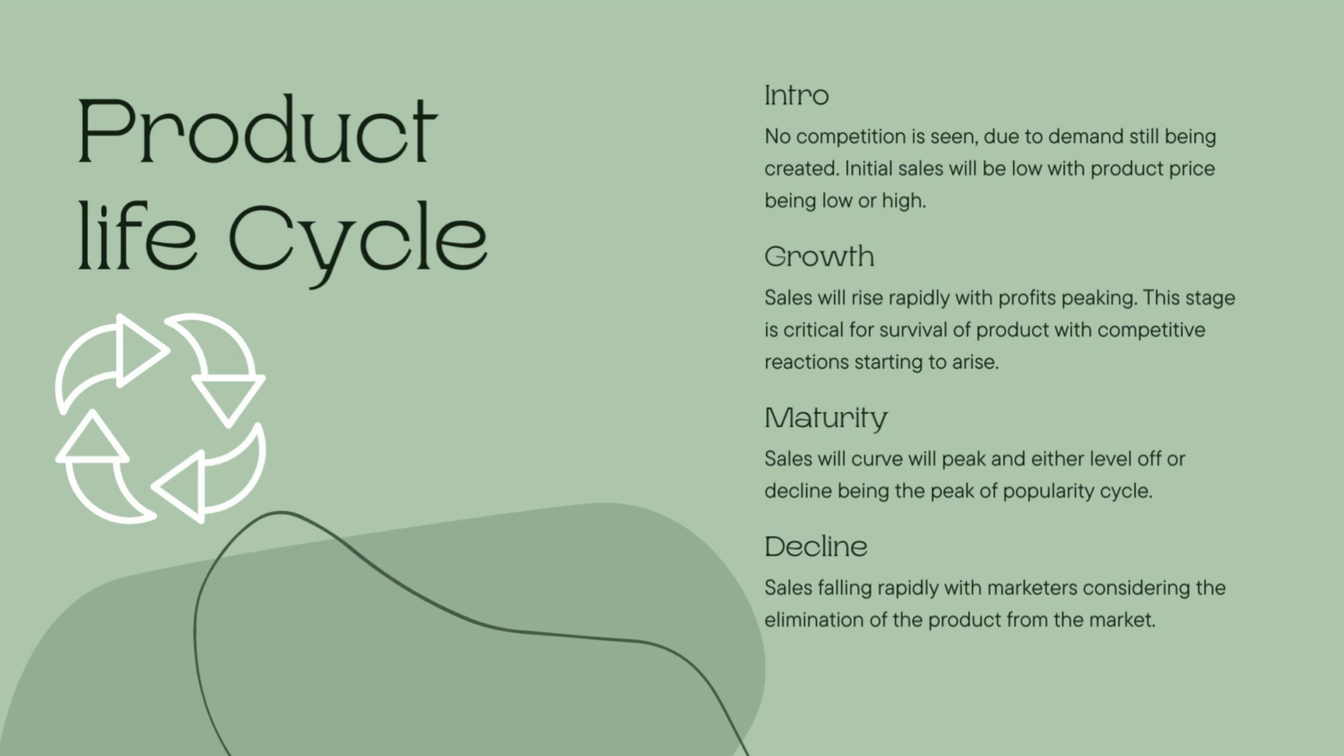Then you have another important stage here, that would be maturity, which is when sales will peak, and level off or decline, being the peak of the popularity cycle. Basically it is the peak of the product's popularity cycle. And then you have the dreaded decline, which is when sales are falling rapidly, with marketers considering the elimination of the product from the market.